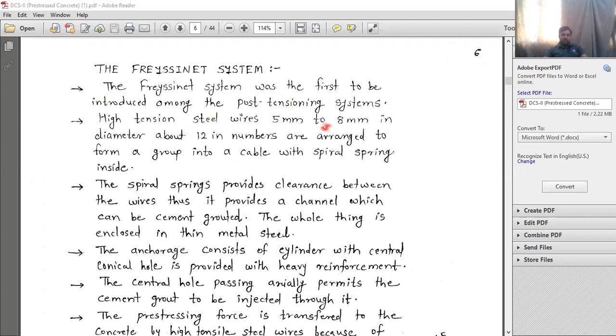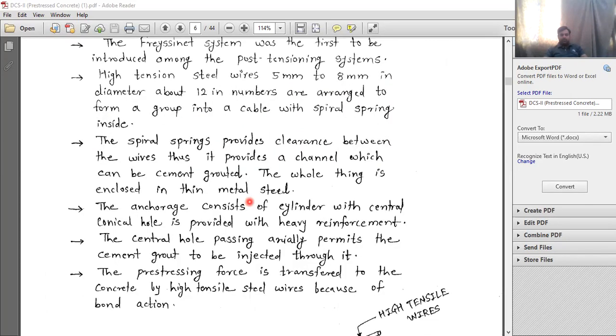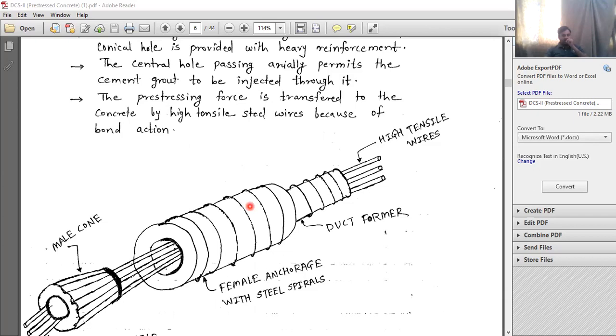High tension steel wires, 5 mm to 8 mm in diameter and about 12 in number, are arranged to form a group into a cable with spiral inside. So these are the cables which consist of 10 to 12 steel tendons. म्हणजे 10 or 12 bars, steel bars, are taken together and kept in one cable. Cable means what? That is the cover to the wire.